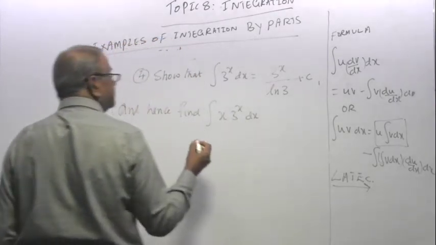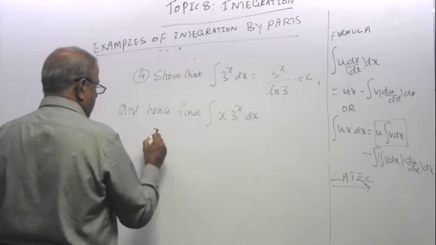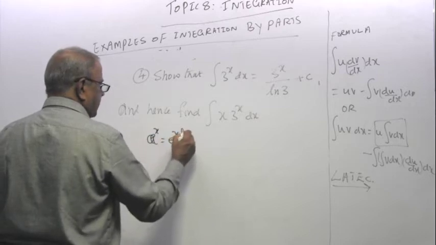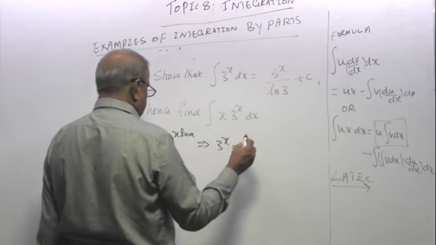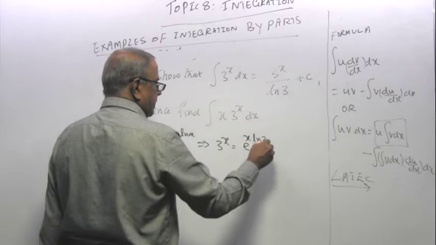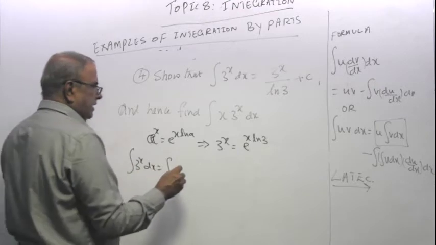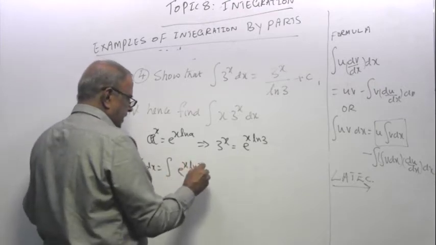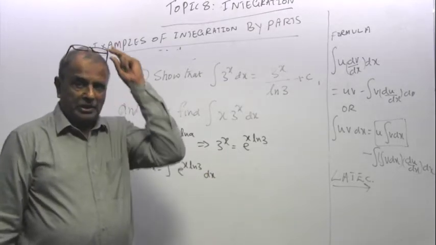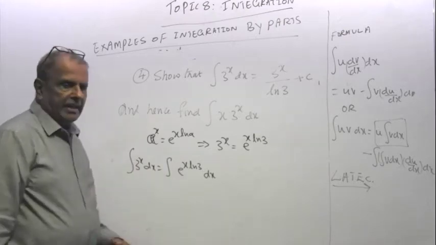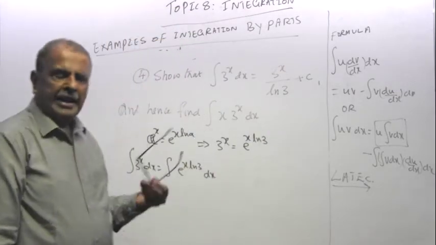Hope this is right. First, look, a power x equals e power x ln a. So therefore 3 power x equals e power x ln 3. So integral 3 power x dx equals integral e power x ln 3 dx. It resembles the standard formula. ln 3 is a constant, by the way. When you differentiate x ln 3, I get ln 3, which is a constant. So I can apply the formula directly.